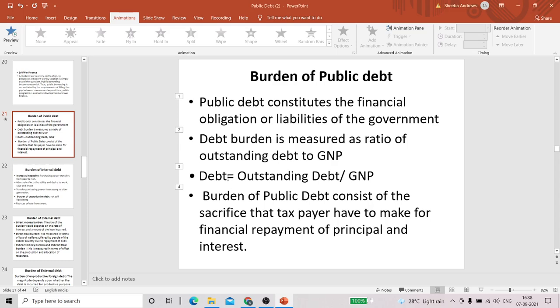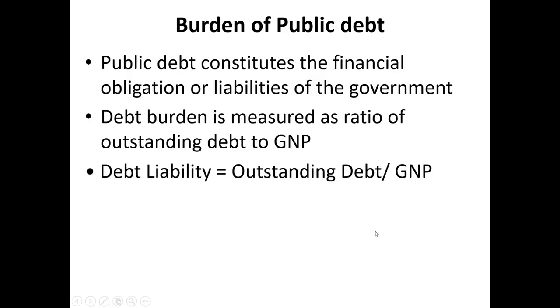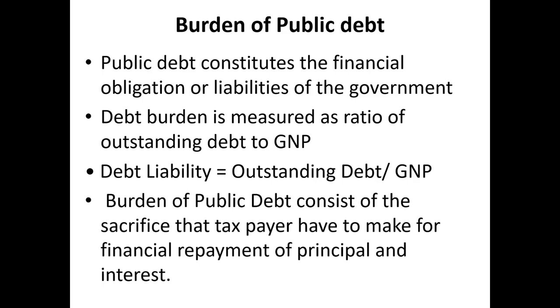Debt liability ratio is equal to outstanding debt divided by GNP. So what does it mean? Out of GNP, how much is the total debt? That is the debt liability ratio, or debt obligation of the government.